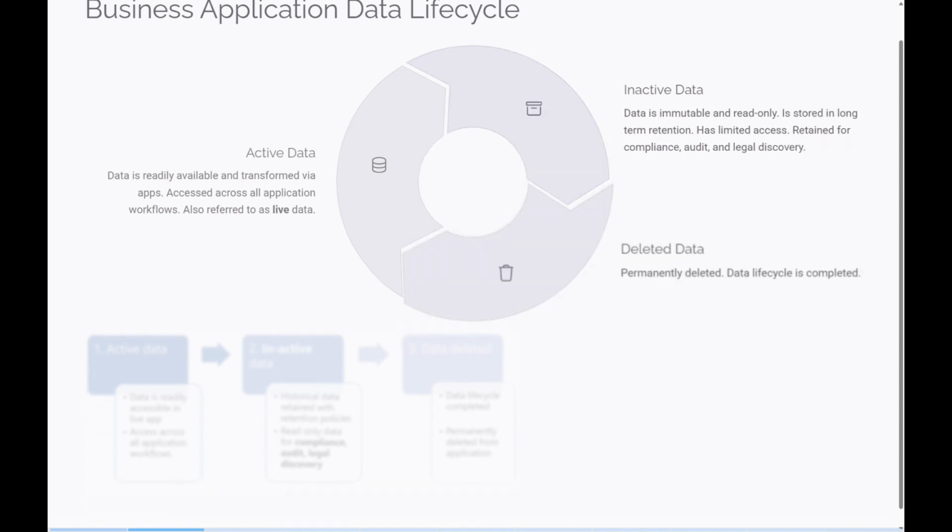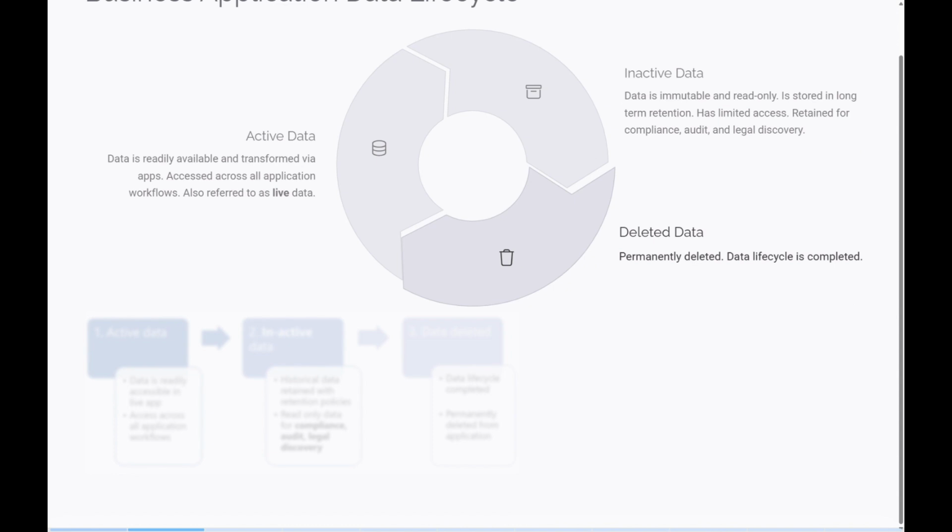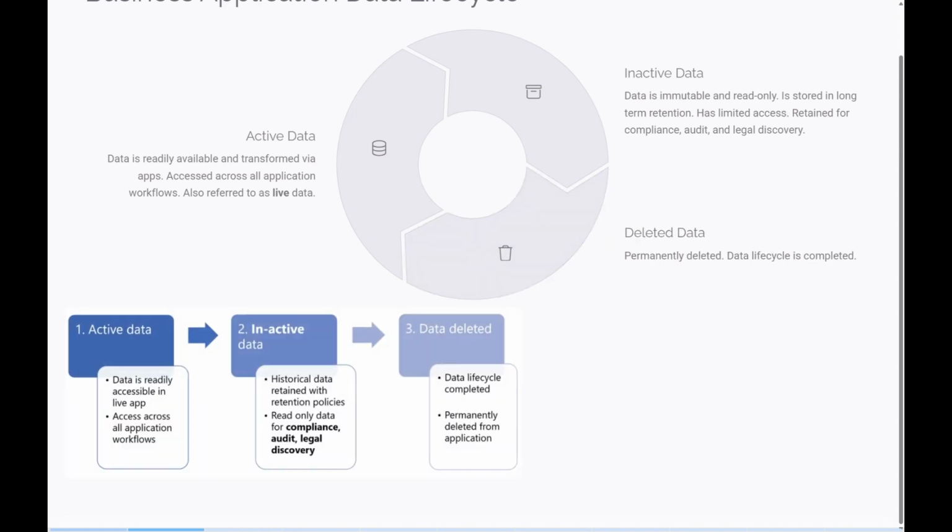Next is deleted data. The data which is not needed anymore, you can make it permanently deleted. The data lifecycle is completed here. So now we understood active data, inactive data, and deleted data, the three types of data.